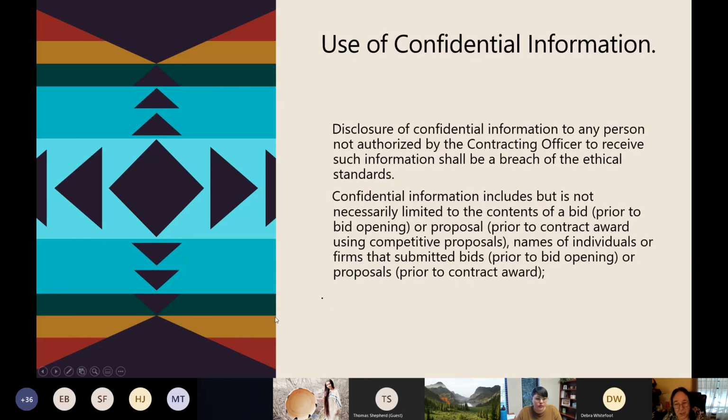So, disclosure of confidential information to any person who is not authorized by your contracting officer, who we discussed pretty much in depth yesterday, to receive such information should actually be considered a breach of ethical standards. Confidential information includes, but is not necessarily limited to, the contents of a bid prior to your bid opening, or a proposal prior to you awarding that contract, using a competitive proposal, names and individuals of firms that submitted bids prior to a bid opening, or proposals prior to a contract award.